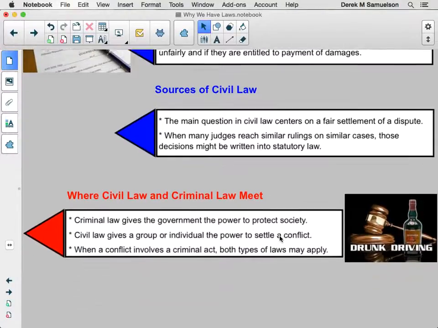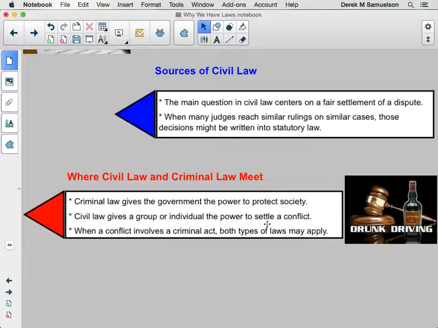All right, so where do civil law and criminal law meet? Well, criminal law gives the government the power to protect society. That's what it exists for, to protect everybody. Civil law gives a group or an individual the power to settle a conflict. Okay, so let's take a car accident. There's a dispute over who caused the accident, who should pay for what in damages. That is a civil issue.